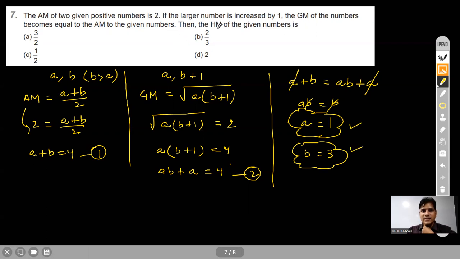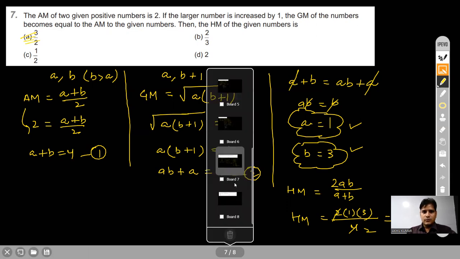And now the question is asking the harmonic mean of A and B, right? So what will be the harmonic mean of these two numbers? It will be 2AB upon A plus B. So 2 times A is 1, B is 3. What is A plus B? A plus B is 4. So this is equal to 3 by 2. So the harmonic mean of these two numbers will be 3 by 2. So option A is correct.